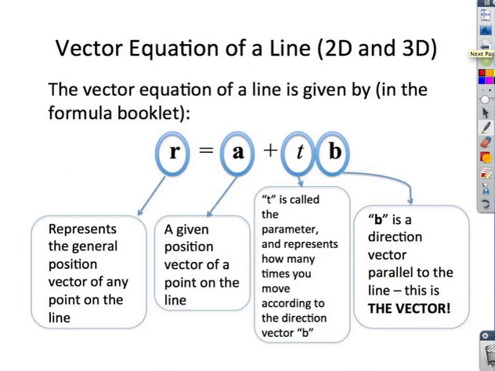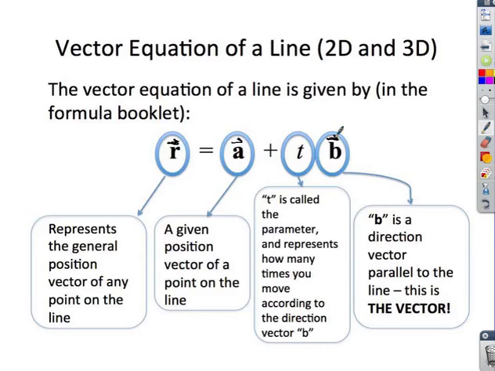The vector equation of a line, and this again works both in 2D and 3D. This is the form of the vector equation of a line. It's r. It's in vector notation, although they're bolded. So all three of r, a, and b are vectors. t is not a vector. t is a parameter. It's actually a scalar quantity. I'll explain that in a second.